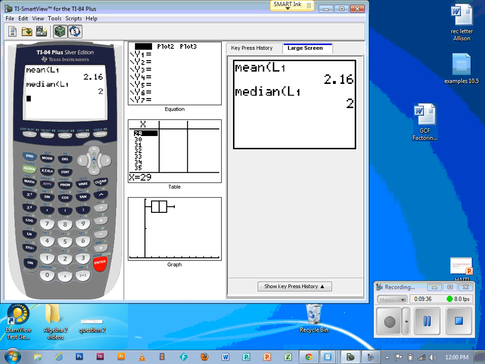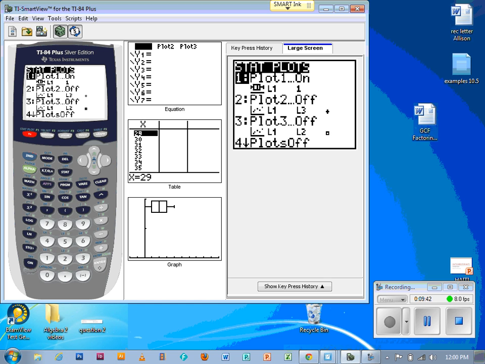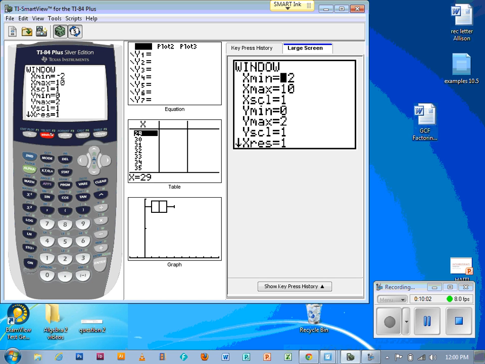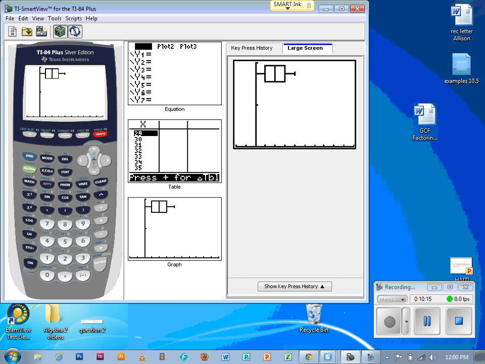So let's clear the screen. The first thing you have to do is set up your stat plot. You have to turn it on, but here's what we need to do. A box and whisker is right here. This is your box and whisker. It's highlighted on mine. And when you highlight that and enter it, it's going to prompt you to list 1. Then the only thing you really have to worry about is to make sure your windows are set so they accommodate your list 1. So I went from -2 all the way up to 10. If you set your windows to mine, it'll look the same. And then if you hit graph, you'll see a box and whisker appear on your screen.